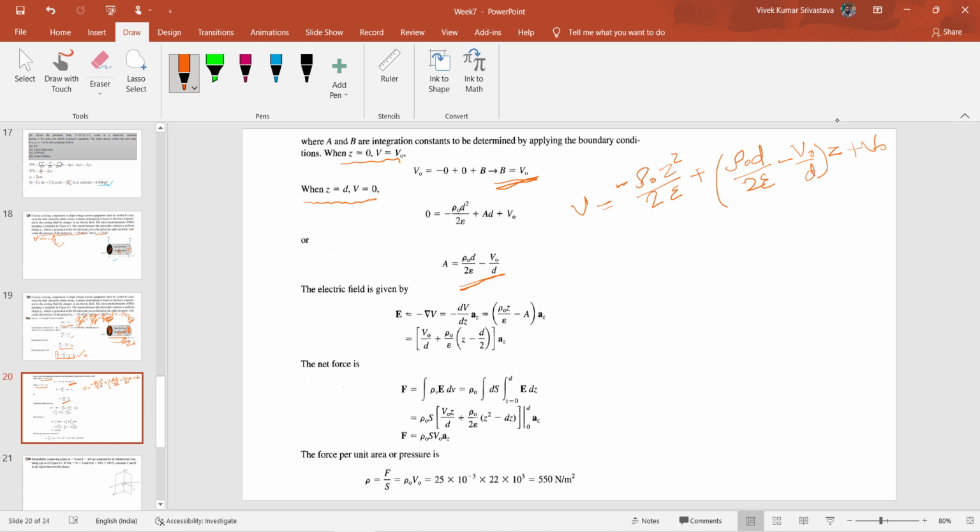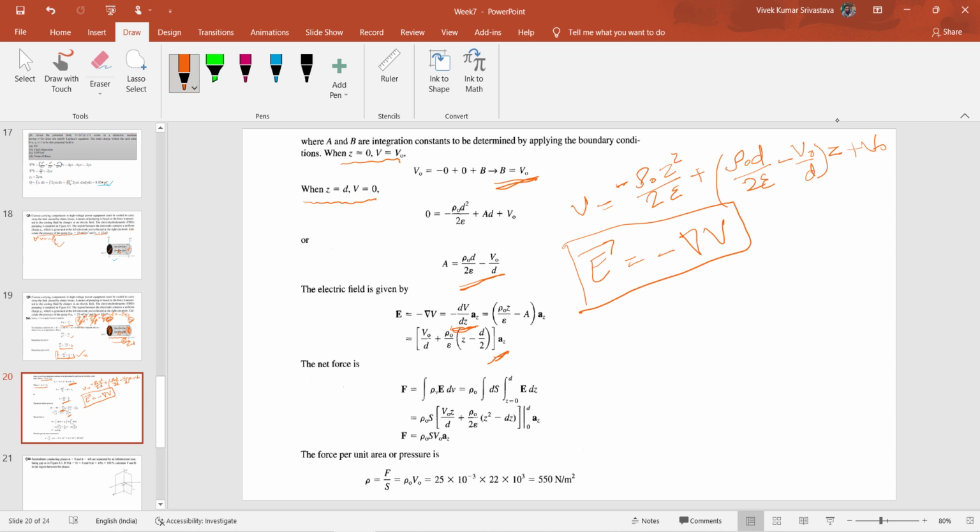Okay, so now for finding out the value of electric field, I will just take the relationship between E and V as E is equal to minus del V, and we will take the differentiation with respect to z only, because here the expression of V is dependent on z only, it is not dependent on x and y. That's why here I am just taking the derivative of V with respect to z only. So that's how you can calculate the value of electric field.